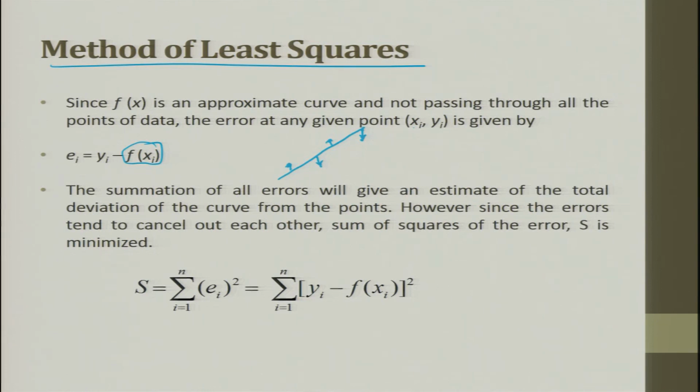The summation of all the errors will give an estimate of the total deviation of the curve from the points. However, since the errors tend to cancel out each other, the sum of the squares of errors should be minimum. So this error deviation should be minimum. Suppose you have a set of data points like this and you are trying to draw a line or a curve. I am trying to shift this curve such that I have minimum error between the data points.